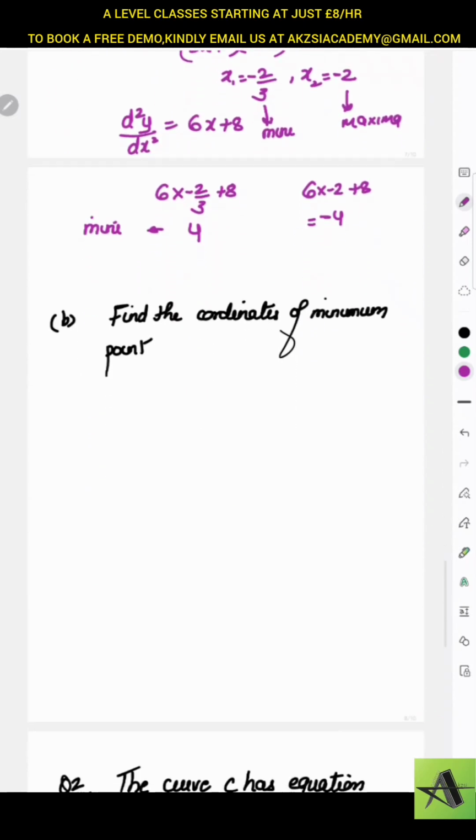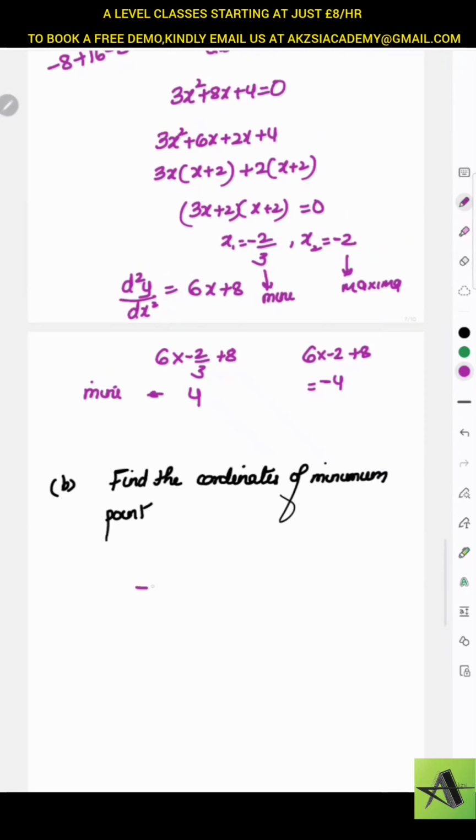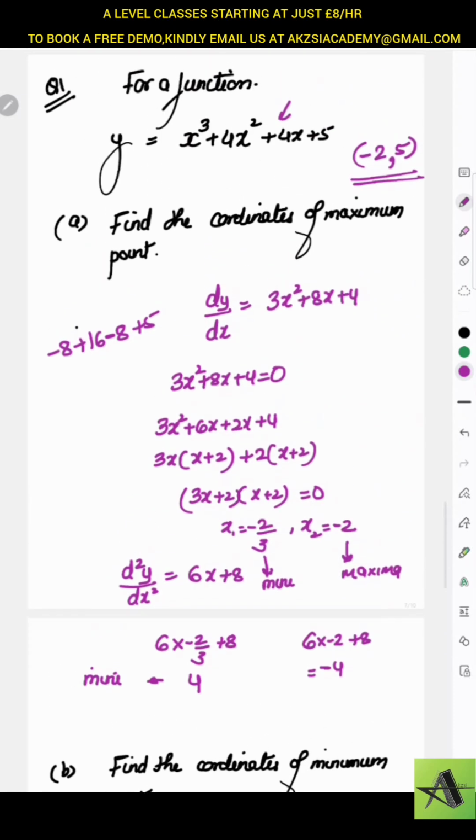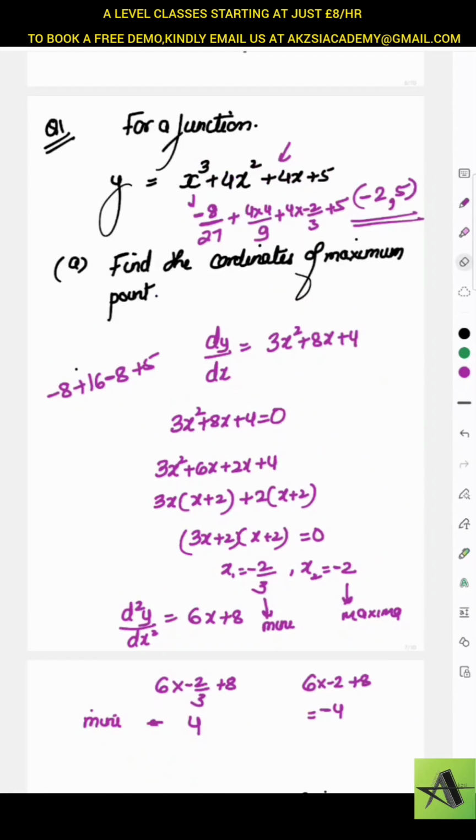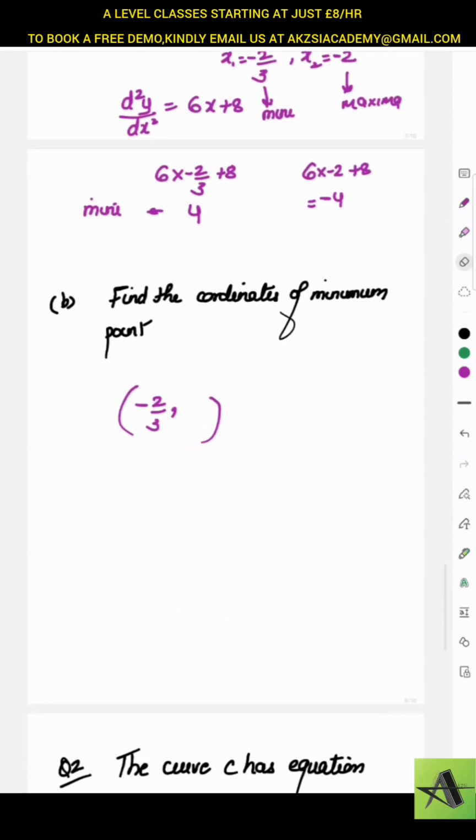Part B says find the coordinates of the minimum point. We have already calculated -2/3. That's for the minimum point. And the coordinates for y will be just substituted here. So -2/3 cubed will give me -8/27, plus 4 times 4/9, plus, that should be negative, 4 times negative 2/3, plus 5. So that will give me 103/27.